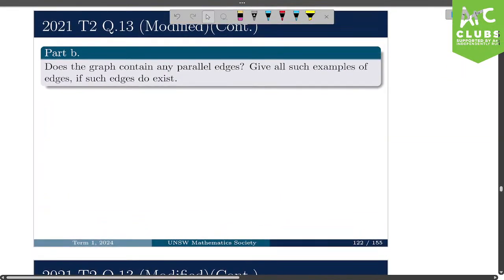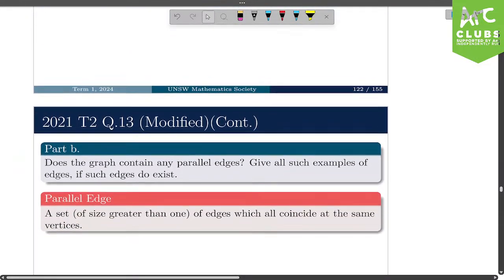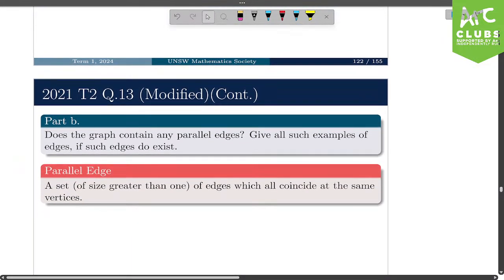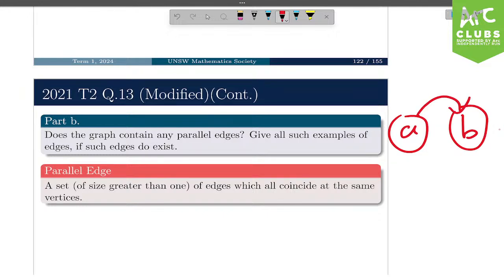All right. Now we want to know what parallel edges there are. Parallel edges are sets of edges which coincide to the same vertices. So if we have a vertex A and a vertex B, parallel edges are some set of edges going from A to B and A to B again. Okay? You can see these two are parallel because they go from A and they both go to B. Cool.